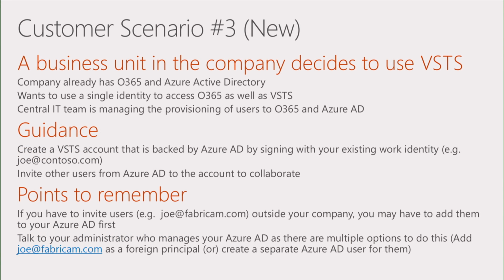Scenario 3 is pretty good actually. It's a great scenario. Your company already has Office 365 or some other cloud assets, and you already have Azure AD. You want to use a single identity to access Office 365 and VSTS. In that case, it's simple: sign in with your Azure AD, with whatever Office sign-in address you're using, let's say joe@contoso.com, and create a VSTS account. In this case, your VSTS account and your Office 365 are all connected to the same directory, which I hope is your company directory, because you are also setting up things like Azure AD Connect, syncing your on-prem and cloud directories.